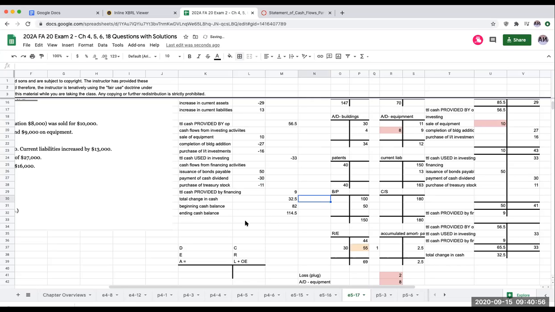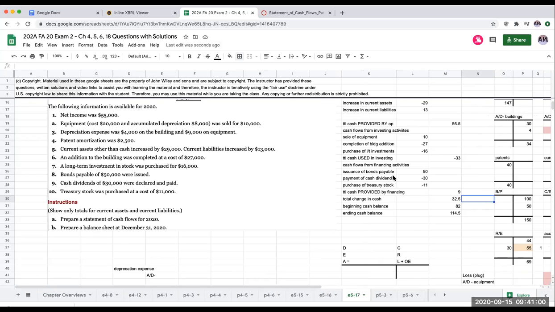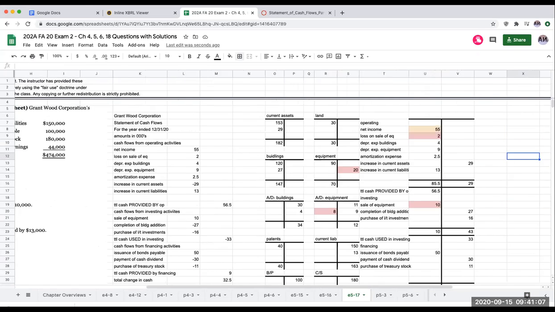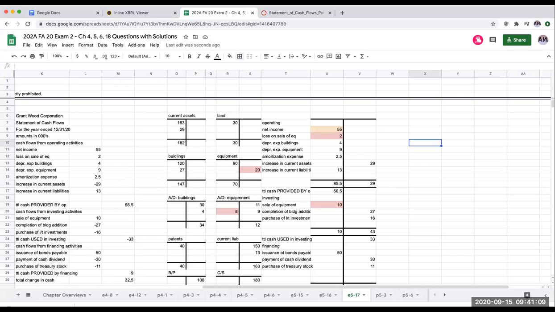Okay. Now, on to the more fun part. Does this thing balance, right? So we're going to have to kind of check this out. So I have not looked at the instructor manual. I promise you, I did not look at it. So let's go ahead and do a balance sheet for Grant Wood.